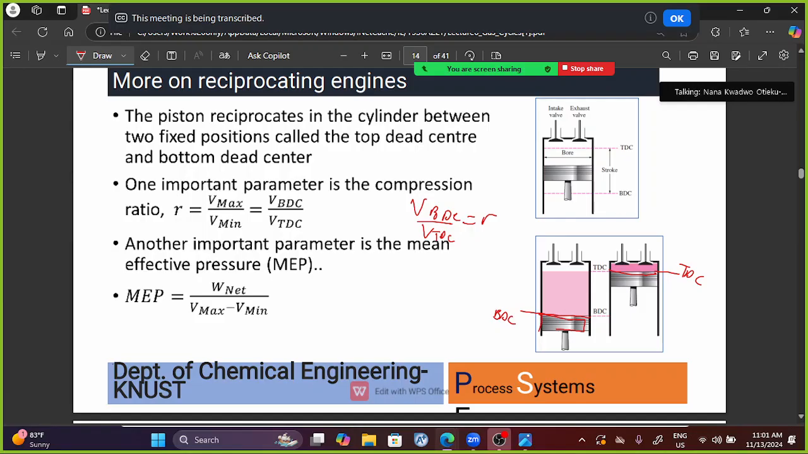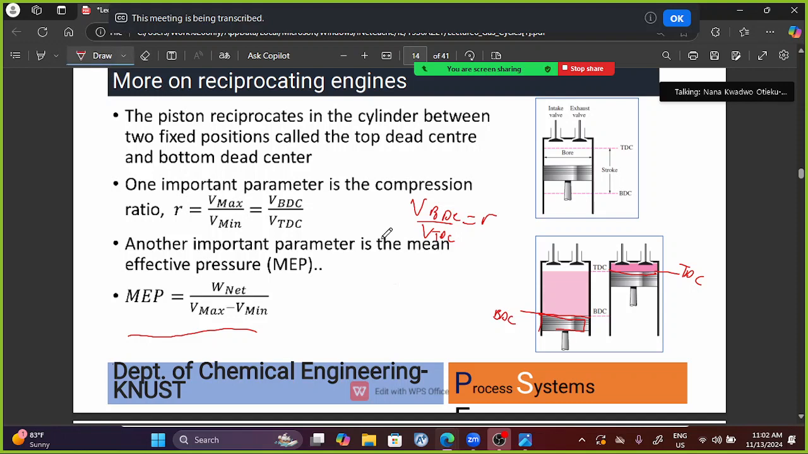Then another important parameter is the mean effective pressure, and this is the formula for it. And you can actually prove it. It's a closed system, so change in U is equal to change in Q plus W. If you are looking at the work part, there's not going to be any heat, so change in Q and change in U can go away. Or rather, let's look at it from this perspective instead, that W is equal to P dV.